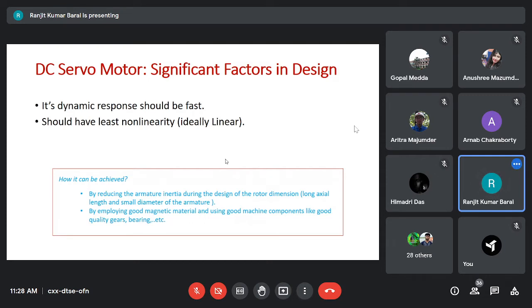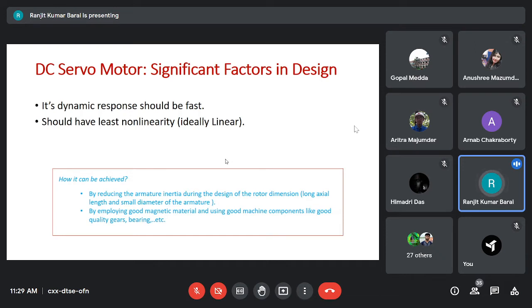Number three is the choice of the magnetic material. The magnetic materials have hysteresis. So if you choose good quality magnetic material, what will happen? The hysteresis present in the system will be reduced. So it will follow the command appropriately without any distortion. So this hysteresis in the magnetic circuit actually distorts the waveform of the flux. So that incurs non-linearity in the torque generated, because torque is proportional to the flux.